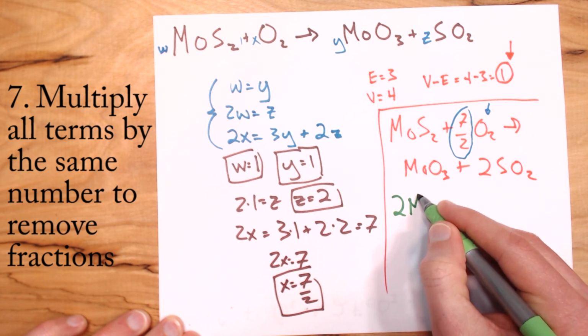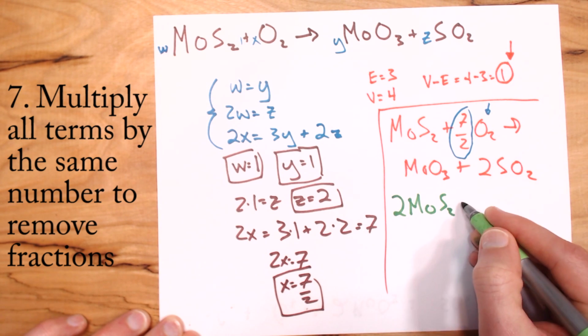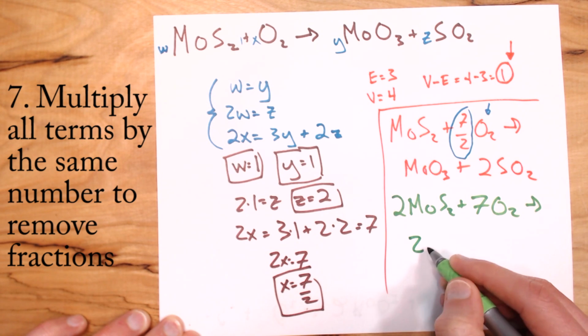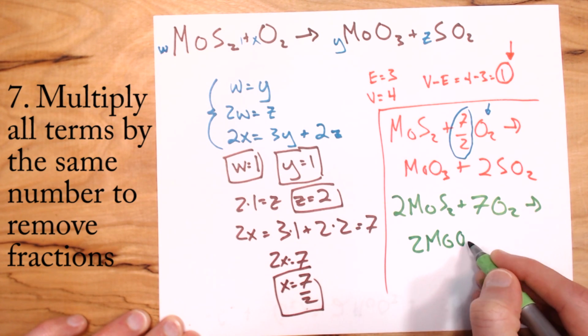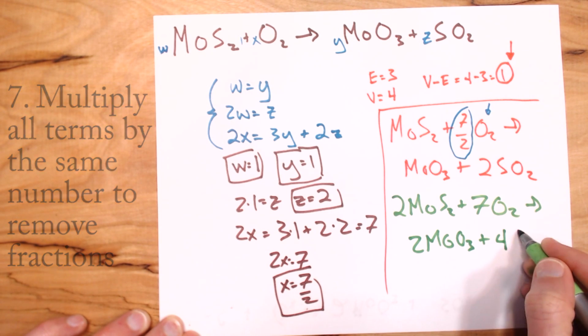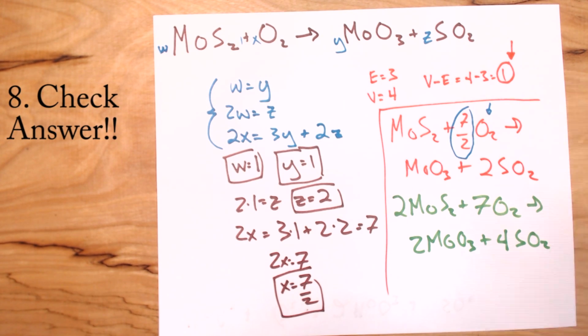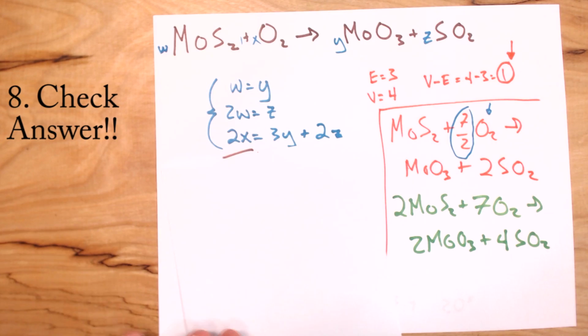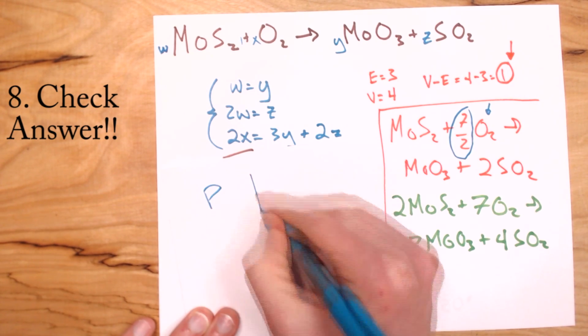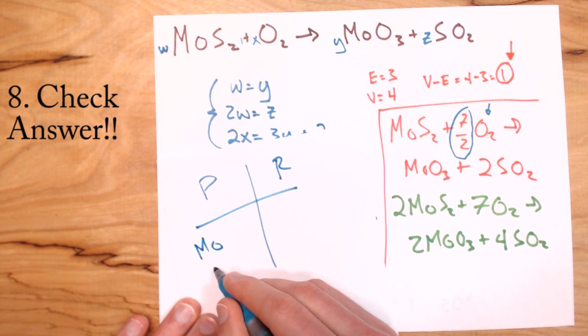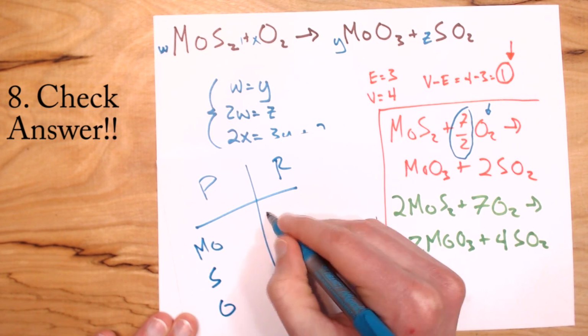So we'll get 2 MoS2 plus 7 O2 goes to 2 MoO3 plus 4 SO2. And you always want to check your answers on these problems. So let's check this guy real quick. So products, reactants. So we have Mo, we have S, and we have O.